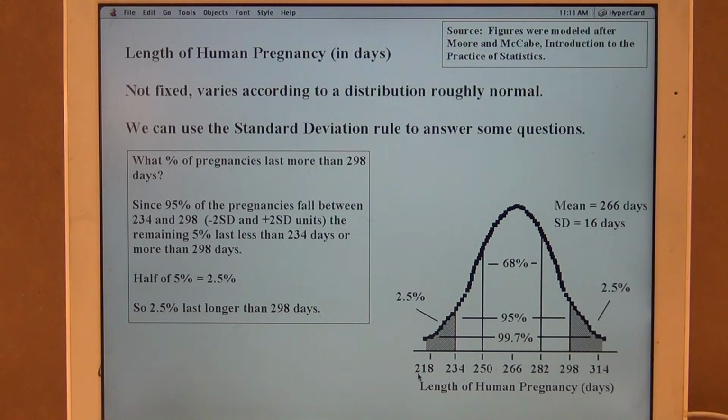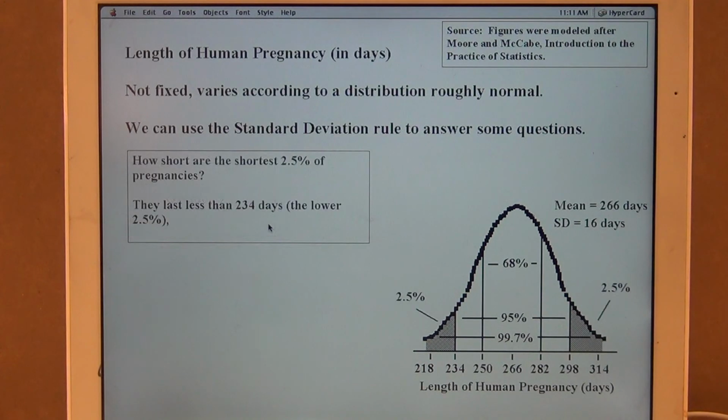So we took 95% that fall between positive 2 and negative 2 and said 5% is left over, and so we split it in half, and 2.5% fall between positive 2 and positive 3 standard deviations, and 2.5% fall between negative 2 and negative 3 standard deviations. So half of the 5% is 2.5. So 2.5% of pregnancies last longer than 298 days.